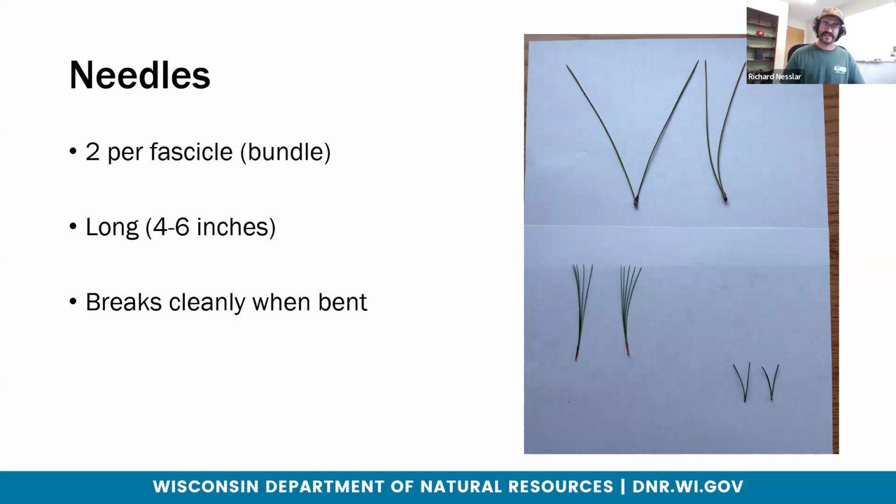Red pine has longer needles, 4 to 6 inches long. That's how we're going to differentiate the red pine from the jack pine, because they do have the same number of needles per fascicle. But the red pine needles are going to be drastically longer. And then the needles are going to break cleanly when bent. Keep note of that for later, because that's going to push it apart from another species that it commonly gets confused with.